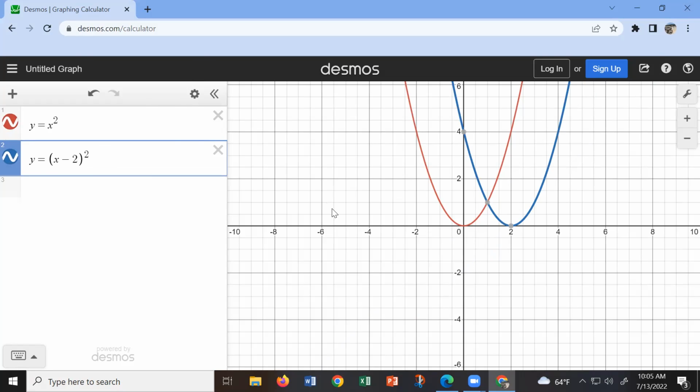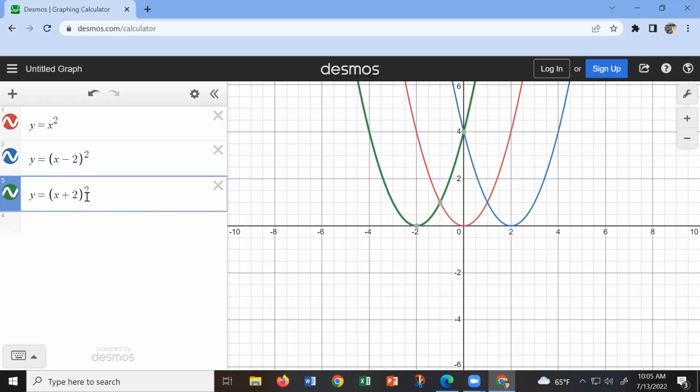What is the difference between the red graph and the green graph? Anyone from Zoom? Yeah, it moves to the right too, right? So the only change is I shift horizontally if the something is attached to x. So let's try one more. We'll copy this. Plus 2. What happened? It shifted to the left 2, right?